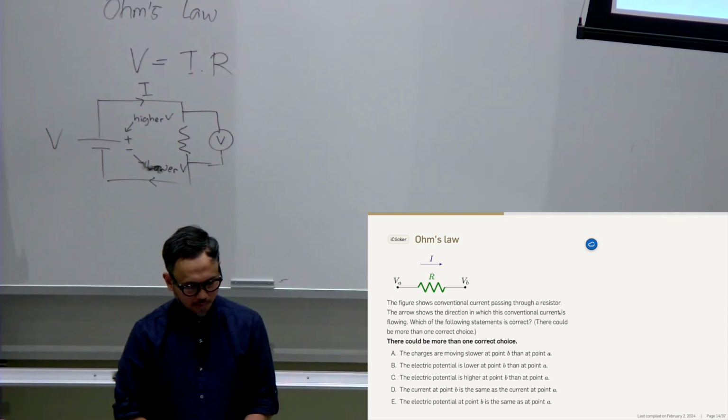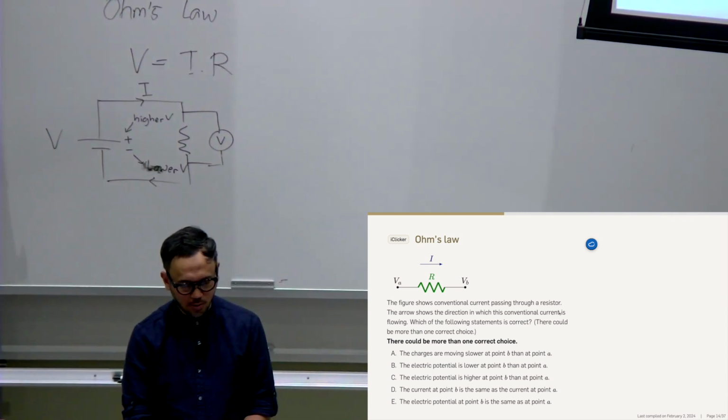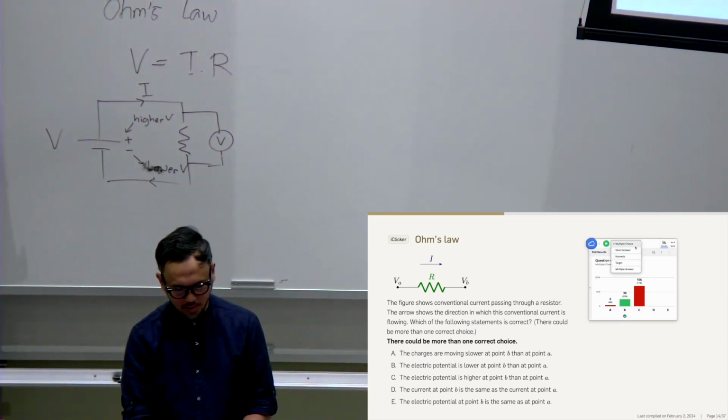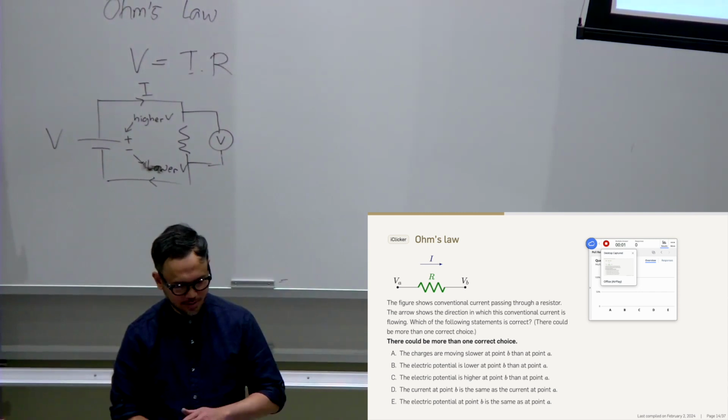So there are 5 options, and there could be more than one correct choice. So it's multiple answer. All right. You can discuss it with your friends.